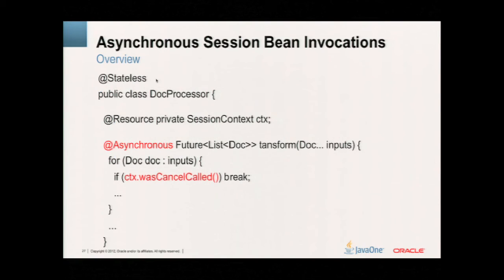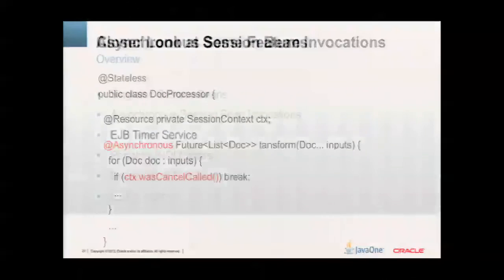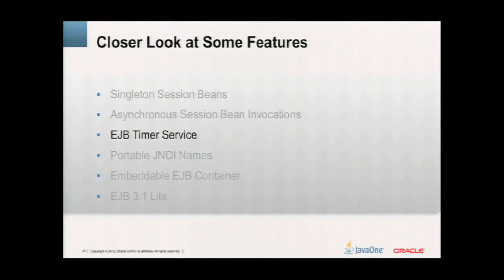So here's an example of that. You have a doc processor which does transformation. It takes a collection of doc inputs and it's marked as @Asynchronous. As it iterates through the various docs, it checks if the invocation was canceled, at which point it just breaks and returns from there without continuing the execution. There are changes in this area that Marina will allude to, which are being planned for EJB 3.2. I think with that, it's the EJB timer service, and Marina Watkina will continue the presentation from here.